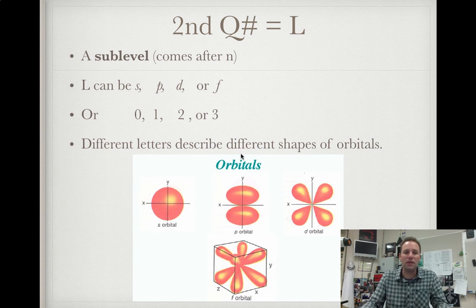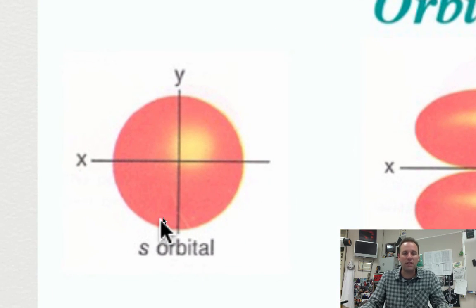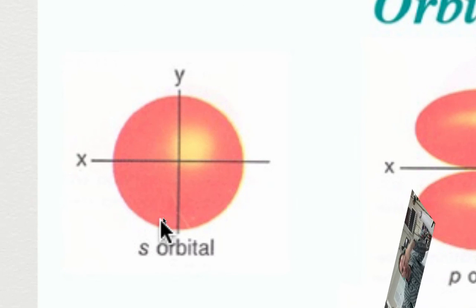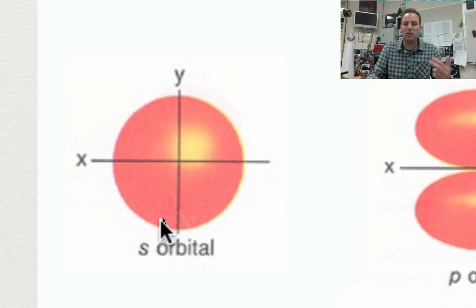And these different letters describe the different shapes of the orbitals. An s orbital looks like this. It's a sphere. That's how I remember it. s is a sphere. That means the electron is traveling around the nucleus in a sphere shape. Okay? Could be on the first energy level, the second energy level, third energy level, doesn't matter. But it's going to be traveling in a sphere if it's in an s-shaped orbital.